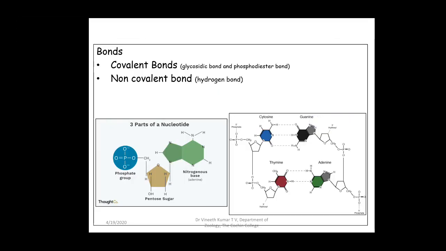So coming to the bonds which are present in the structure of the nucleic acid, there are both covalent as well as non-covalent bonds. There are 2 covalent bonds, the glycosidic bond and the phosphodiester bond, and the non-covalent bond, which is the hydrogen bond. So coming to the places where we can see these covalent as well as non-covalent bonds, first we'll discuss the covalent bonds, the glycosidic as well as the phosphodiester bond.